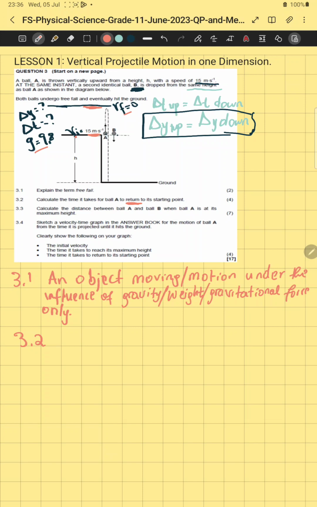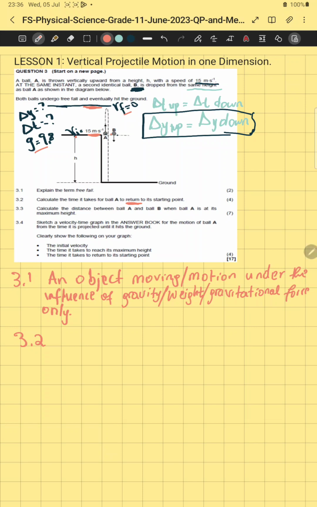We say this time here is the same from the maximum point down to the position where ball A was thrown. So the time up is the same as the time down. Time up is equal to t down. All right, so I want to write down first the equations of motion so that we can select the one that is suitable for that particular question.